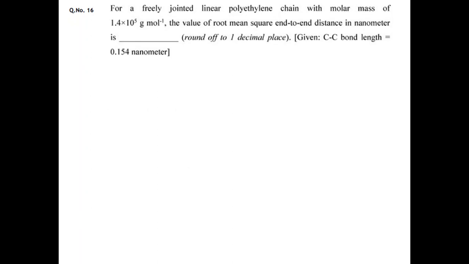In this question, we need to calculate end-to-end distance of a freely jointed polymer chain. So, in order to solve this question, we need to understand what a freely jointed chain is. A freely jointed chain in a very basic sense is a chain which can bend at any angle without any restriction. As a result, its end-to-end distance will be very small compared to its total length.